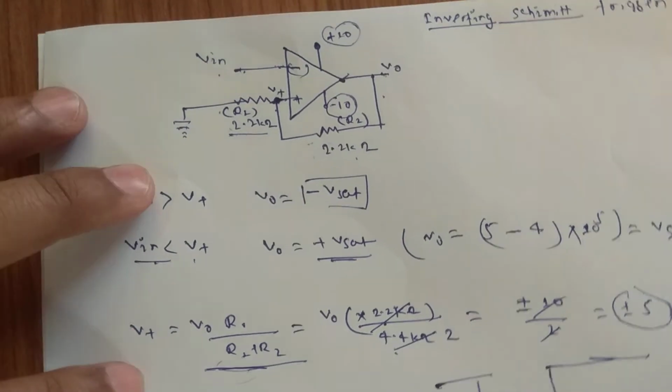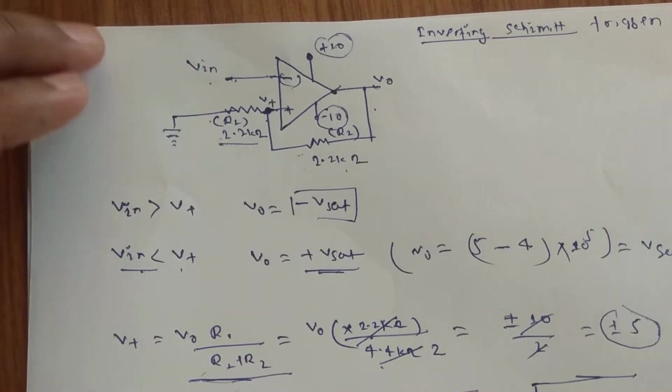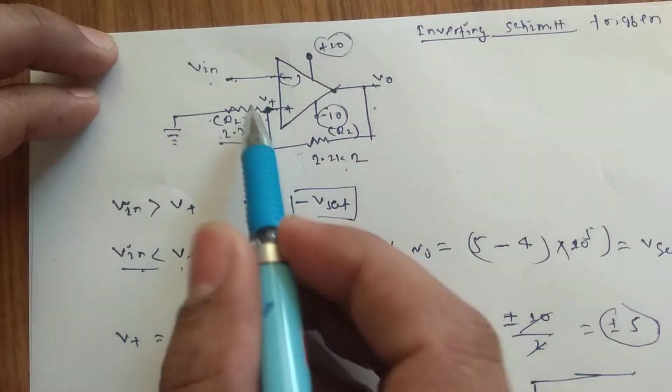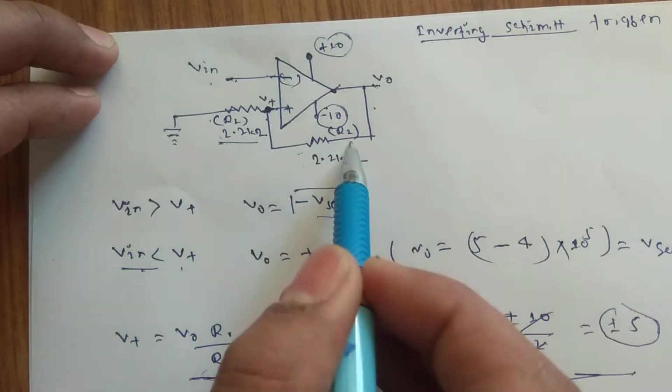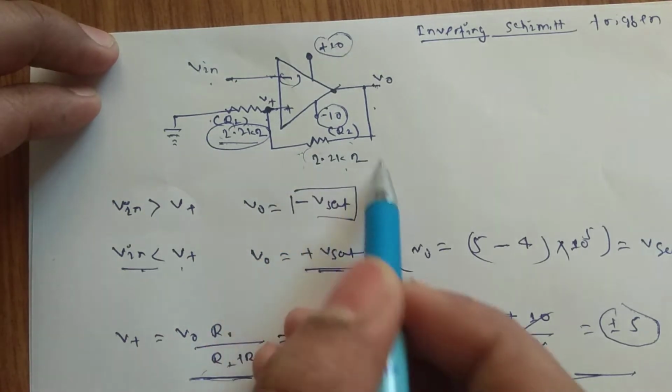Today we are going to learn about the inverting Schmitt trigger. Now if you see, this is your inverting Schmitt trigger circuit connection. This is the positive feedback that we have applied, and we have kept both R1 and R2 the same, equal to 2.2 kilo ohm.